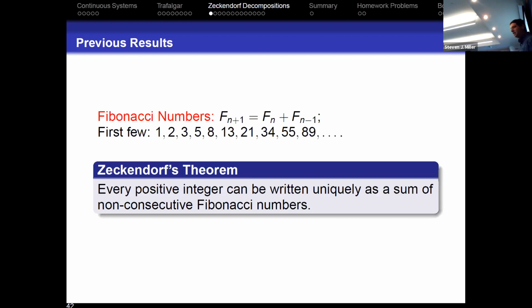Every positive integer can be written uniquely as a sum of non-consecutive Fibonacci numbers. If I had the double 1, I would lose uniqueness. Which one do I use? I could use either one.